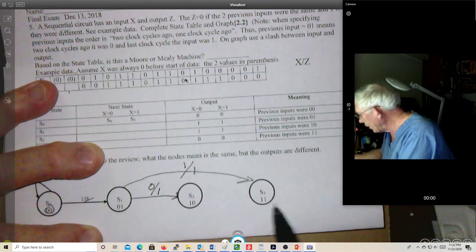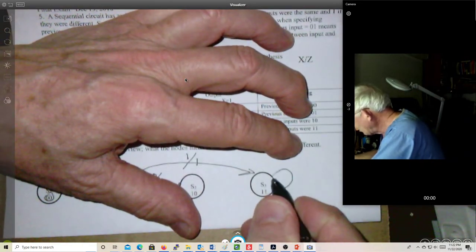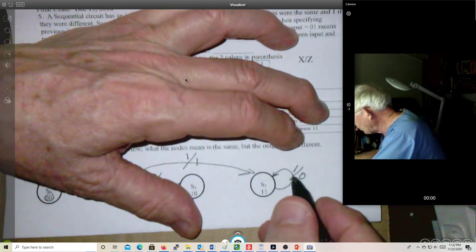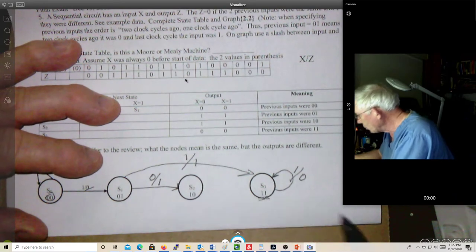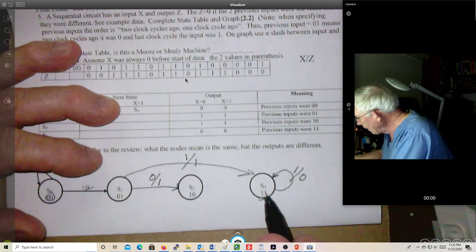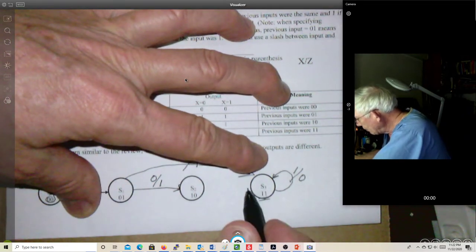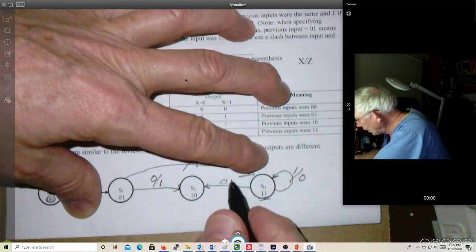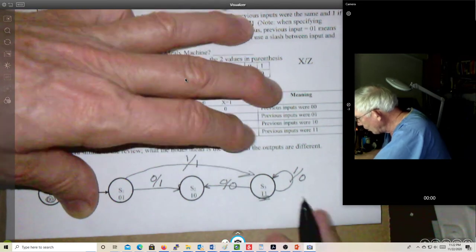Now, if we're here and we get a 1, then we're going to stay here. We're going to output a 0, and we're going to stay here on a 1. Output a 0 because our two previous inputs were 1, 1. If, on the other hand, we get a 0, then we're going to go back to here on a 0, and we'll output a 0 because the two previous inputs will still be 1, 1.